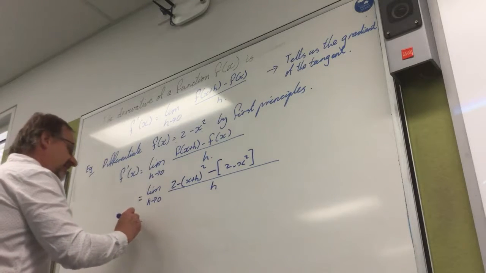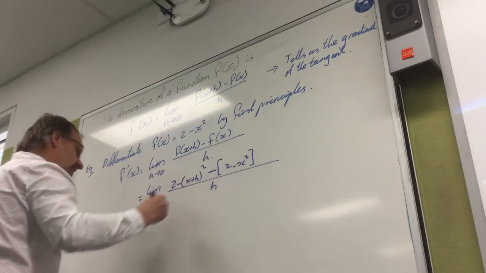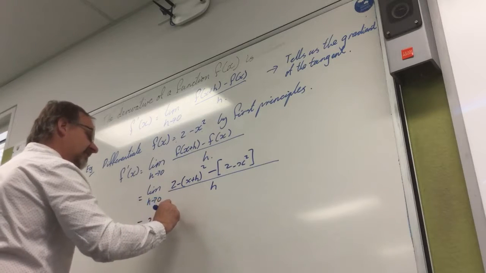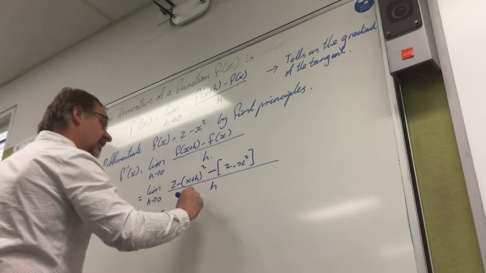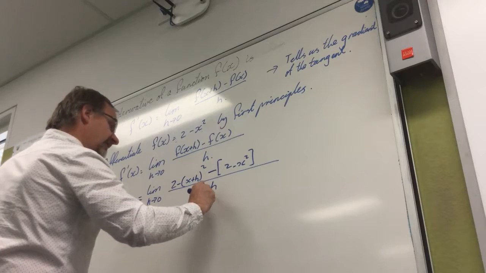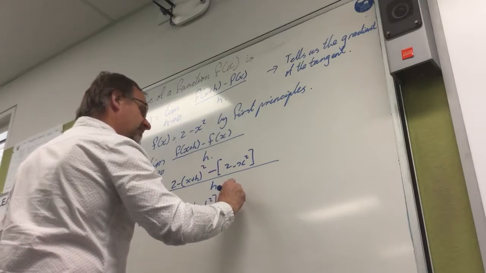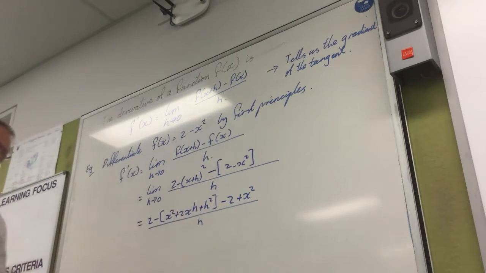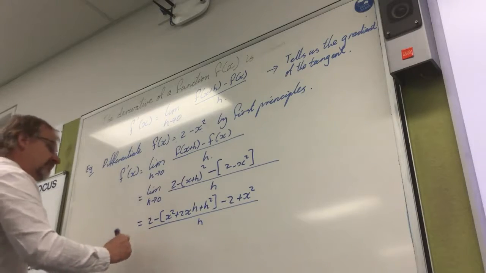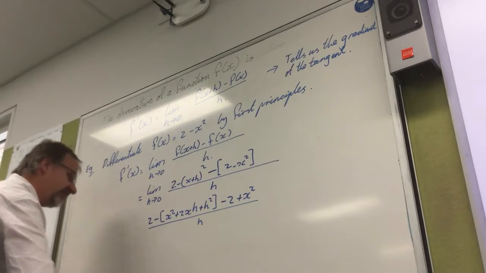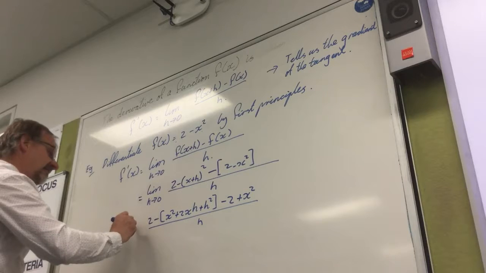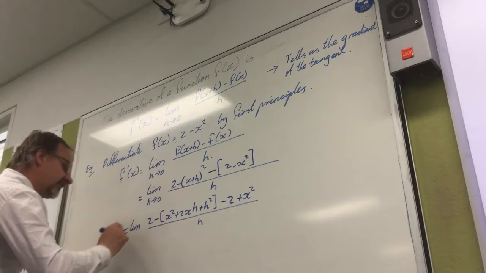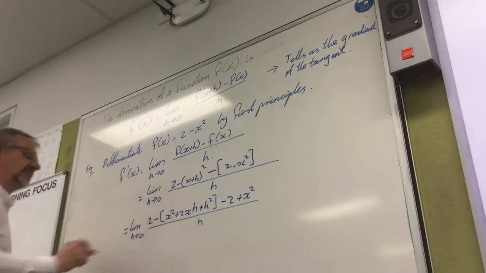The next step, expand this bracket and this one. So 2 minus, and that will be x squared plus 2xh plus h squared, minus 2 plus x squared, all over h. Oops, I forgot. You'll get marks taken off if you don't remember to keep your limit in. So you keep your limit in until you actually substitute h equals 0. So I'll keep that there.